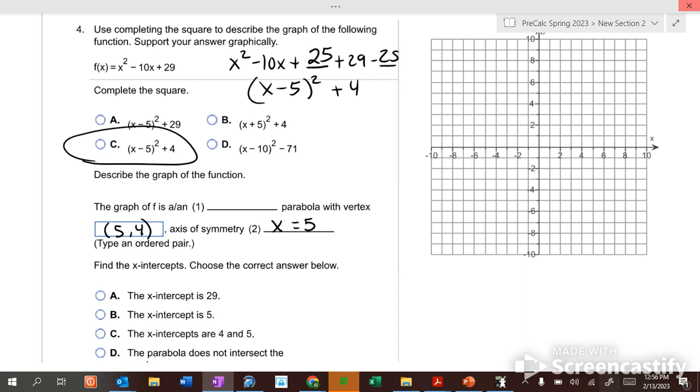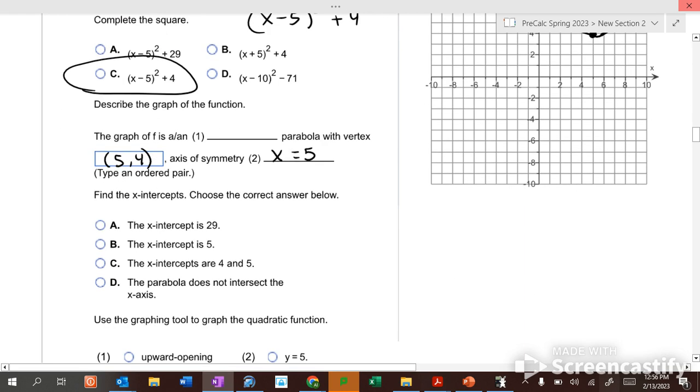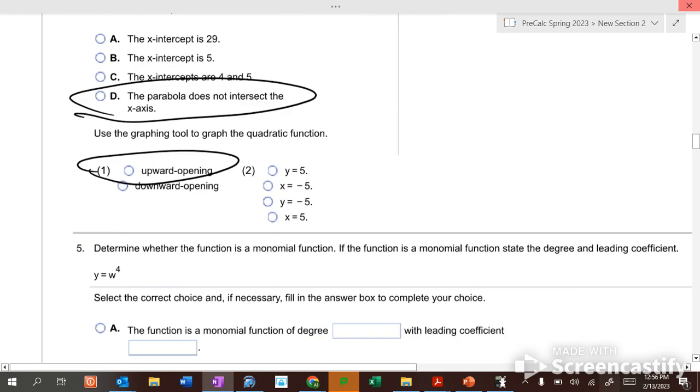Find the x-intercepts. Well, if it's at (5, 4), and it opens up, will it have any x-intercepts? No. There will be no x-intercepts, and it's upward opening.